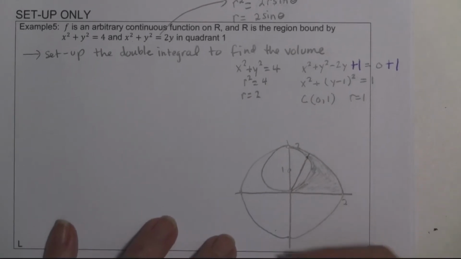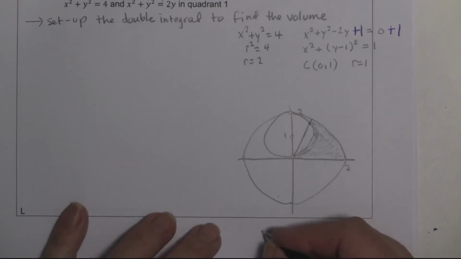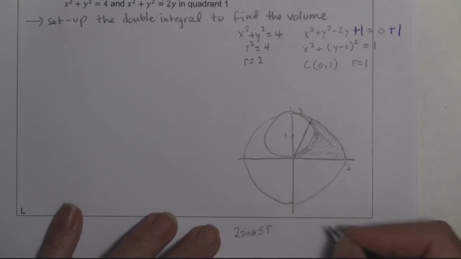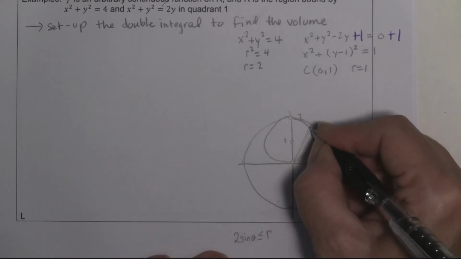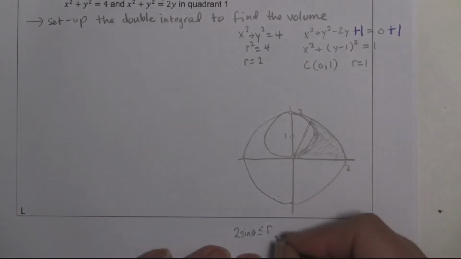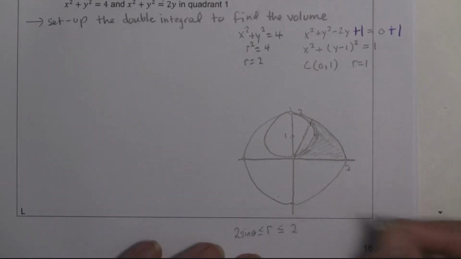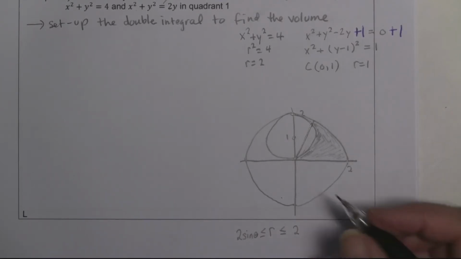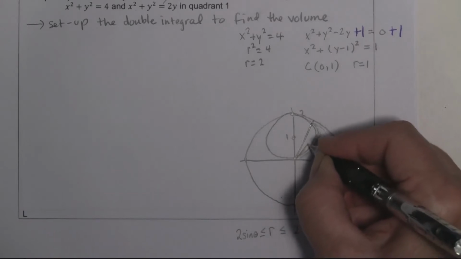So down here is where I'm going to write it. My r's are going to be trapped between 2 sine of theta and then continue on out to 2. And so out to the circle 2. That one wasn't as bad. The radius there is just 2. And you can kind of check, do all of them fit that?